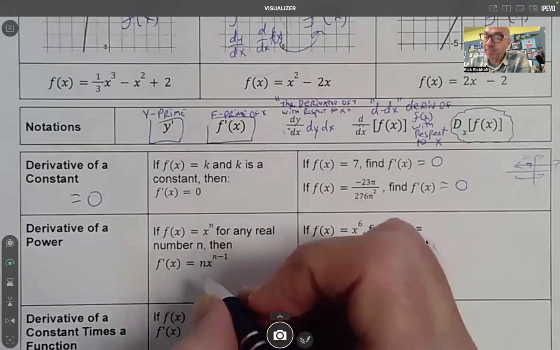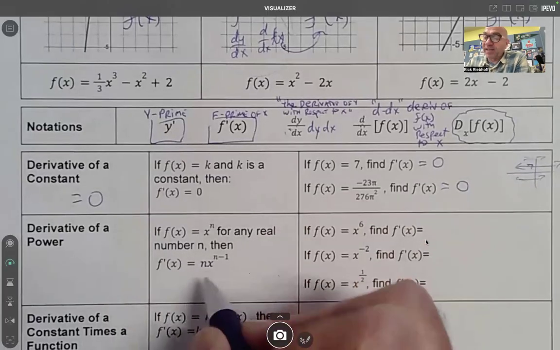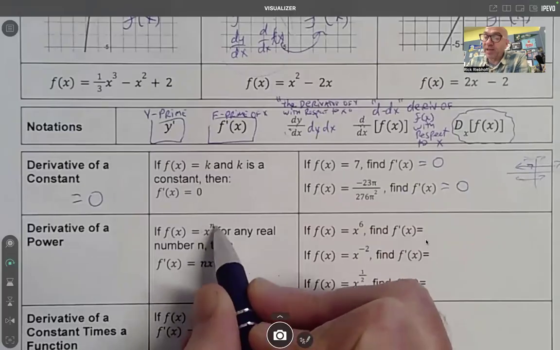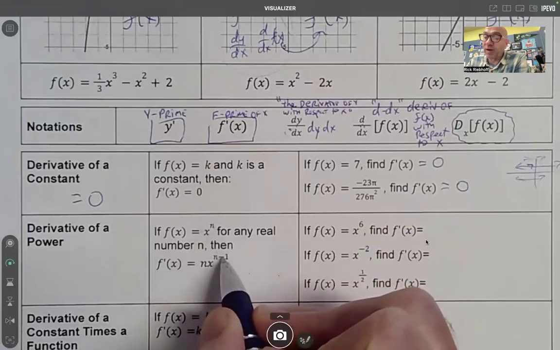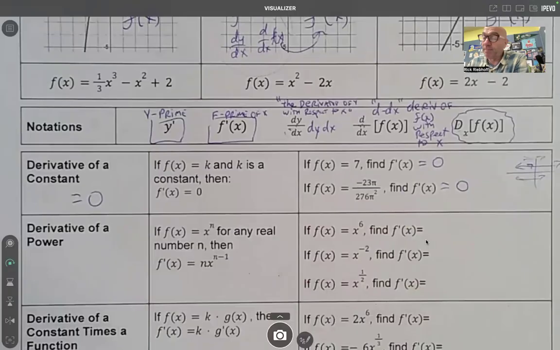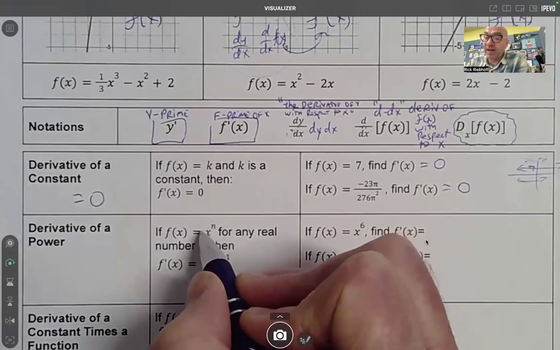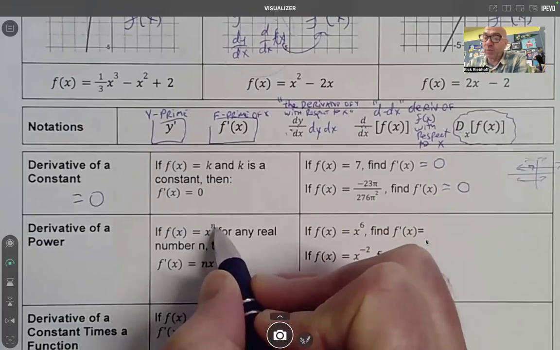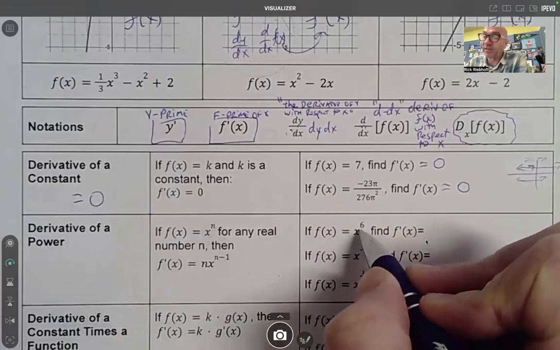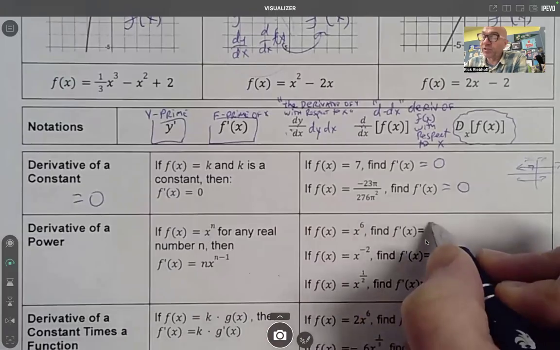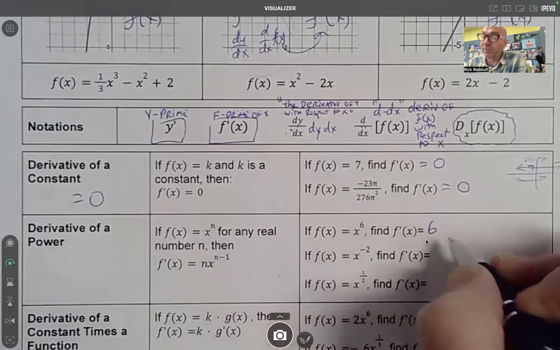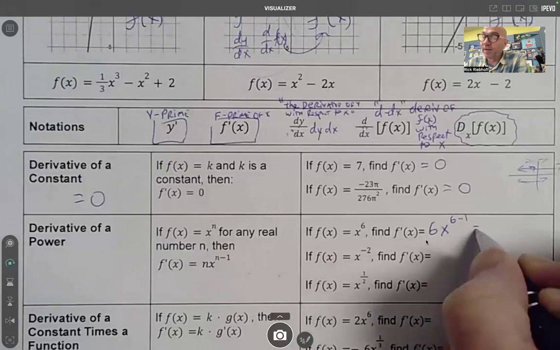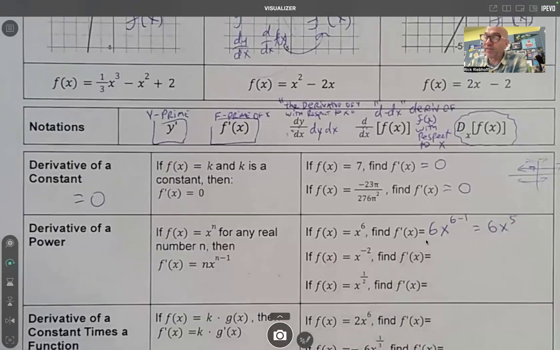Then f prime of x is, we take that n, we bounce it out front as a multiplier, and we take our exponent and we subtract 1 from it. Okay? So we bounce the n down first. That goes out front. And then we take 1 away from this. So let's do a couple. X to the 6th. So 6 bounces out front as a multiplier, x to the 6, and we subtract 1. So 6x to the 5th.